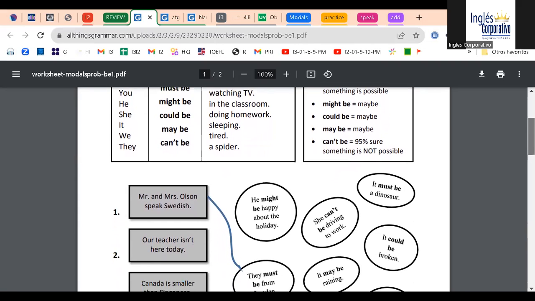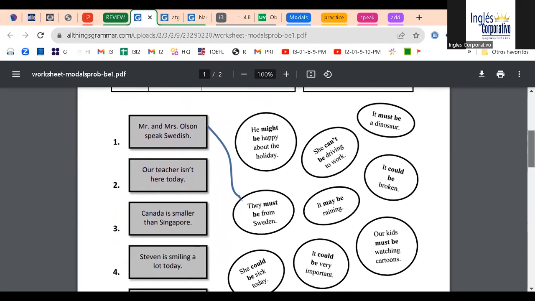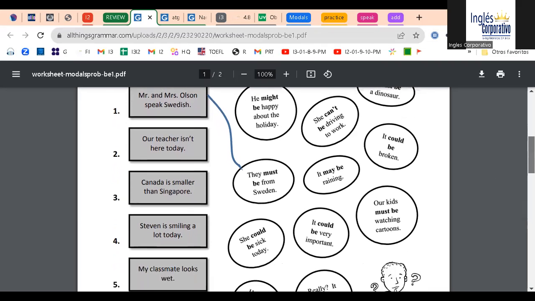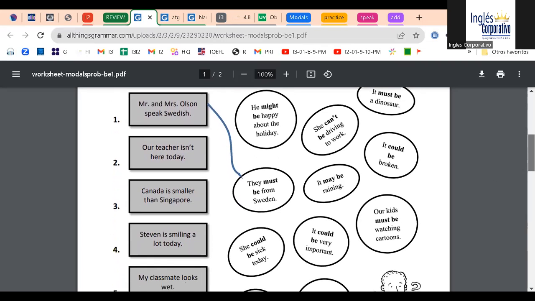So here we have some examples, and we have to try to join the sentences that we have over here with the probabilities using might, using can, using must, or could be. Let's see. The first one, Mr. and Mrs. Olson speak Swedish. They must be from Sweden, right? Let's check the other ones. Let's read the information first.